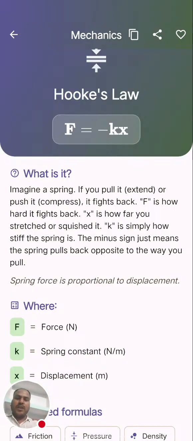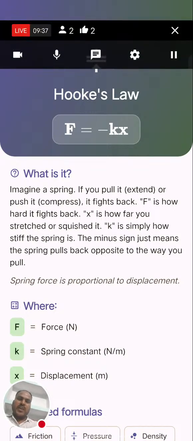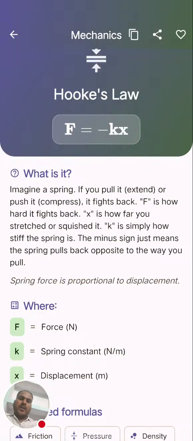So F is how hard it fights back, and x stands for displacement, children. And k stands for the constant, which is simply how stiff the spring is. The minus sign just means the spring pulls back opposite to the way you pull.